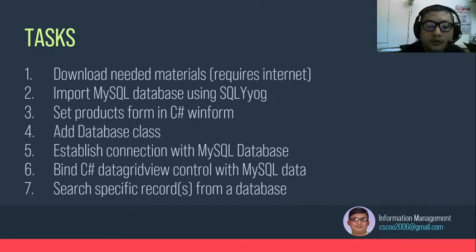connection from our application to the MySQL database. And number six, we're going to bind. So after establishing the connection, we're going to bind, or in other words, display the retrieved records in a C# control, for example, the DataGrid view control. And number seven, we'll be performing a simple searching method so that we can retrieve information from our databases.